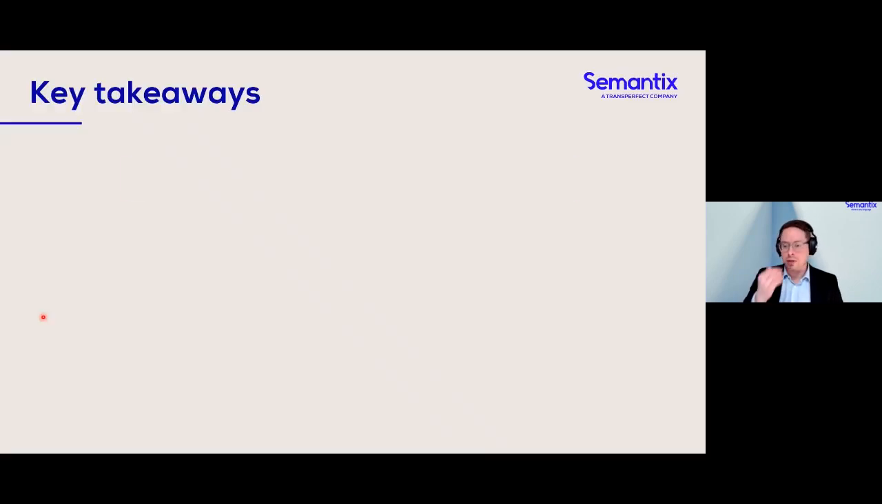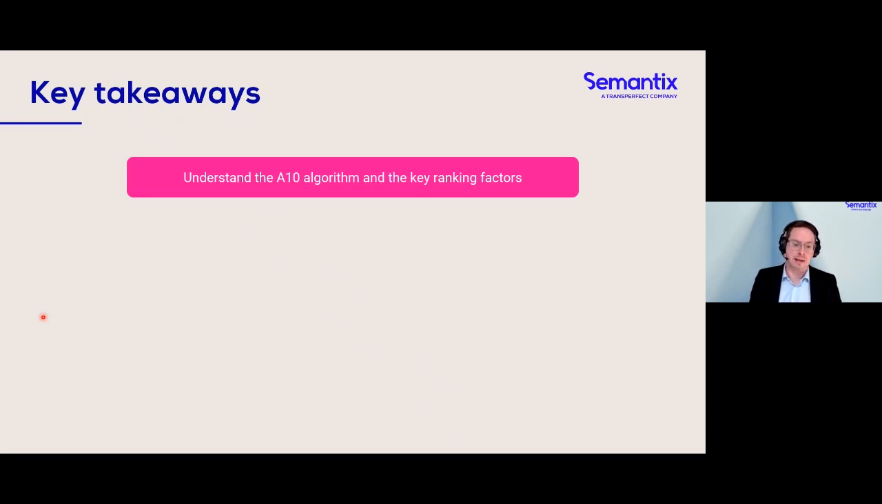And so the first one here is really try to understand the A10 algorithm and the key ranking factors. Today we mostly focused on how to optimize your product listing, but there is more to your product listing than just the title, the images, the bullets, and the description, and of course doing keywords right. There are all those other things like the reviews, the delivery time, price, and all of those things. Those are things you're really going to need to take into consideration that will help you rank better.